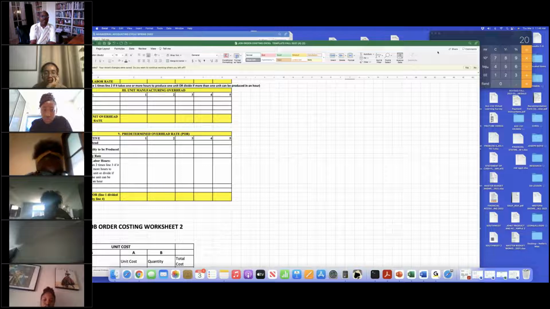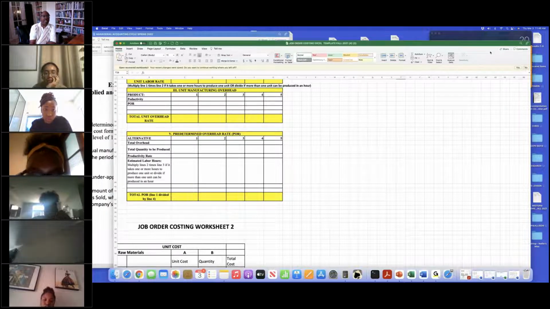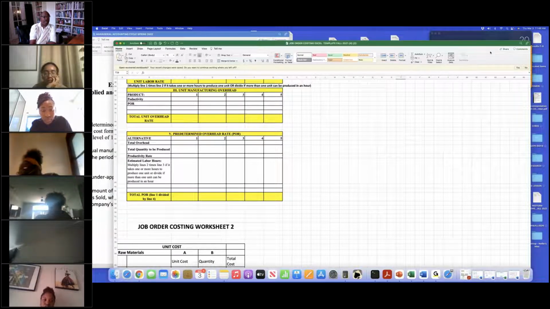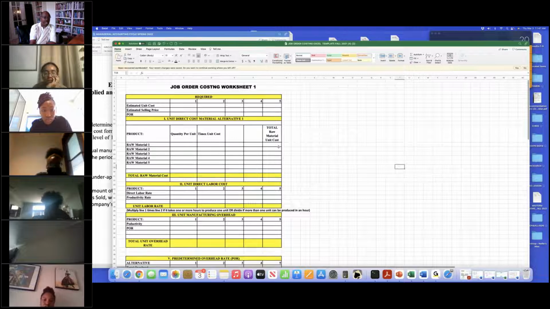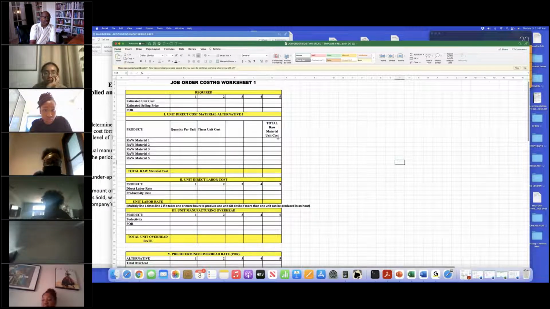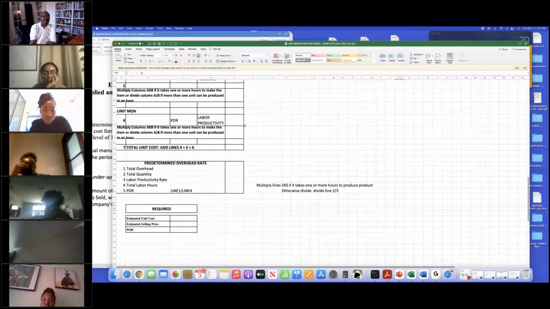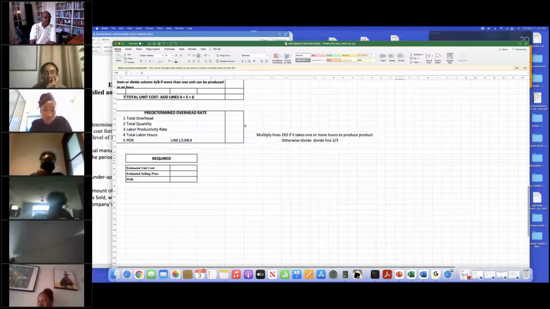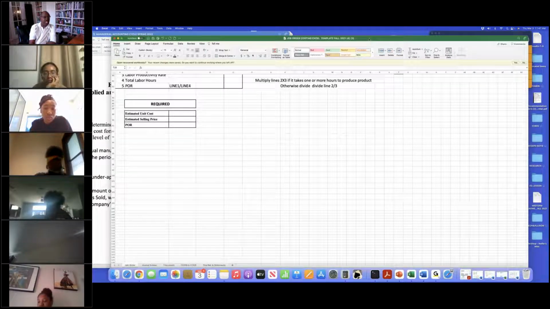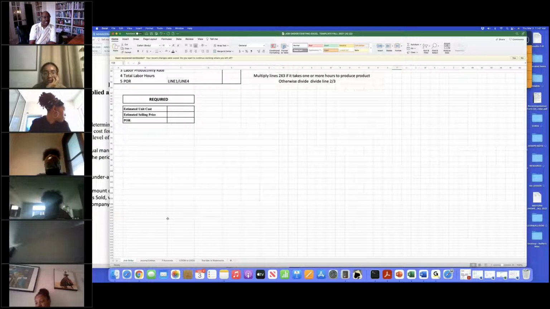So the first thing on here, team one, is this job order costing worksheet. So you're going to be working on this. There are two of these in here. Just use whichever one you're comfortable with. But this is what I expect you to do and have that ready. And once you get these assumptions ready, you can send it to everybody else. Now let's go to these journal entries.